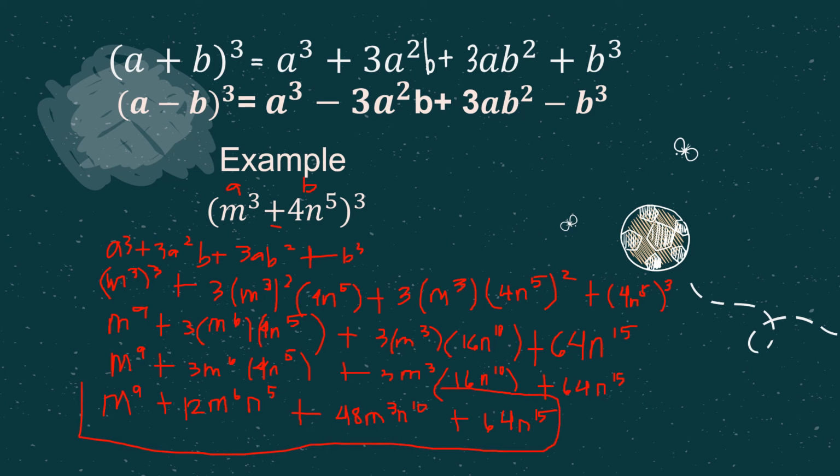Since there is nothing to combine, we can say that the cube of m to the third plus 4n to the fifth power is m to the ninth power plus 12 m to the sixth power n to the fifth power plus 48 m cube n to the 10th power plus 64 n to the 15th.